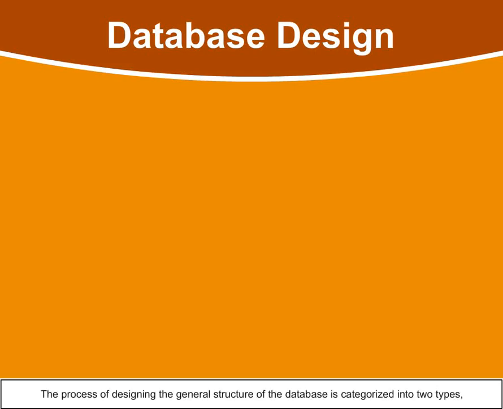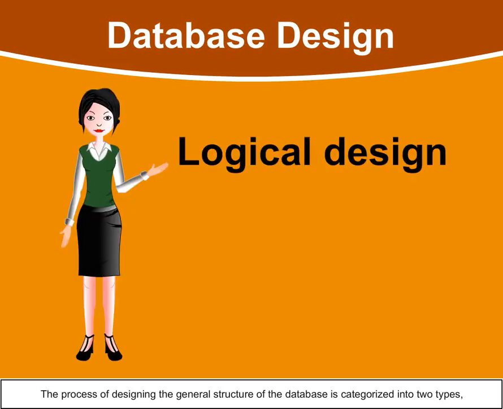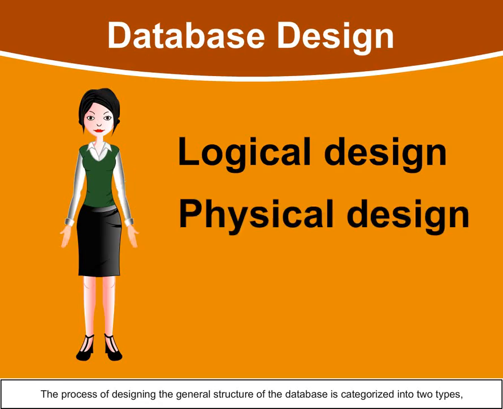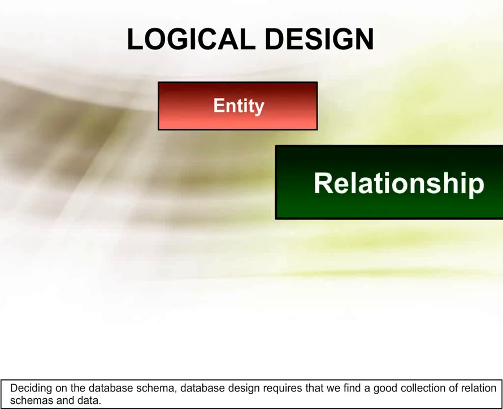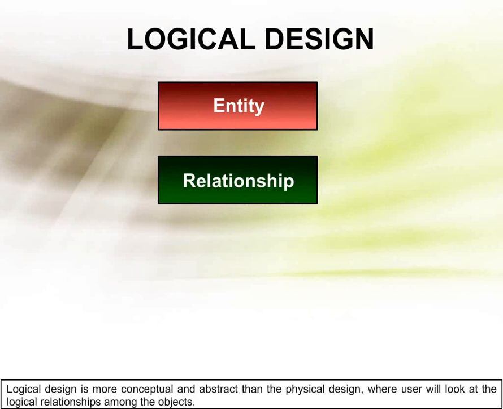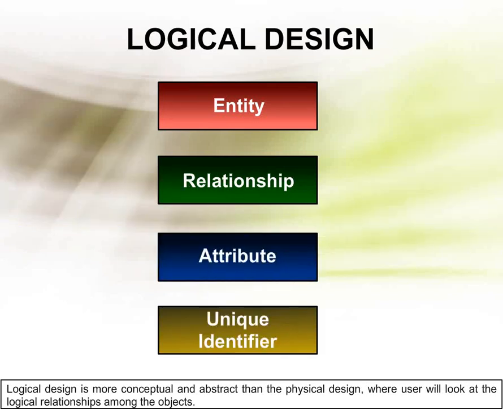Database design. The process of designing the general structure of the database is categorized into two types: logical design and physical design. Logical design. Deciding on the database schema, database design requires that you find a good collection of relation schemas and data. Logical design is more conceptual and abstract than the physical design, where the user will look at the logical relationships among the objects.